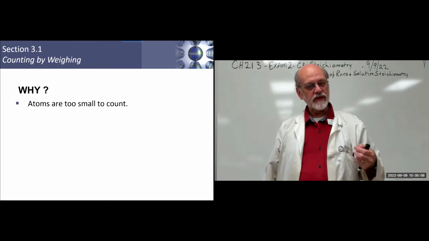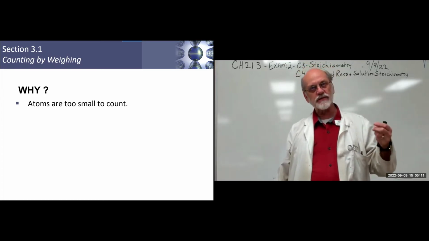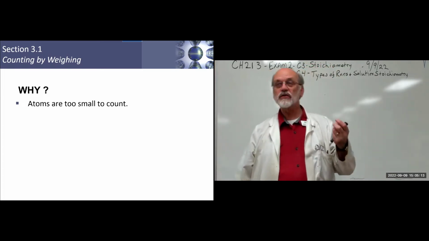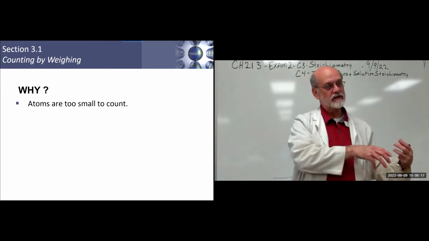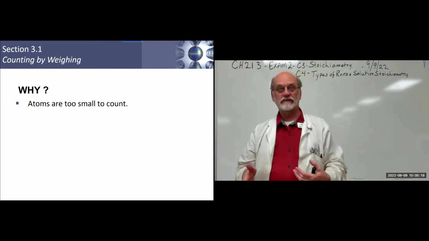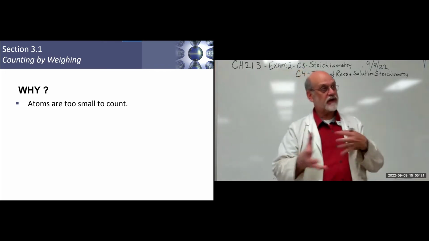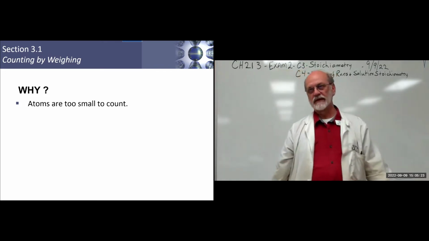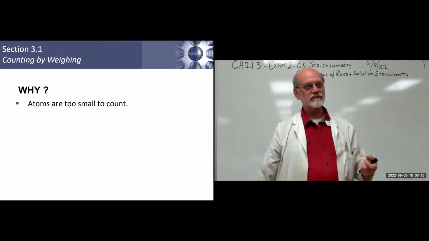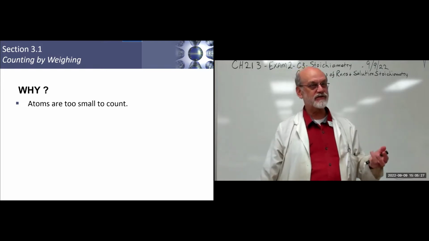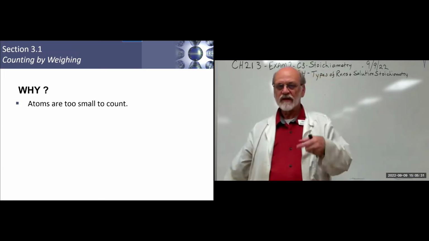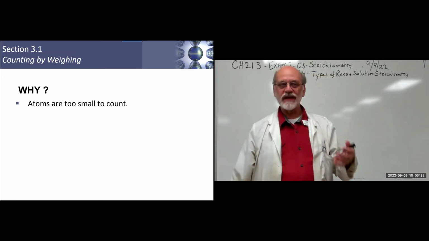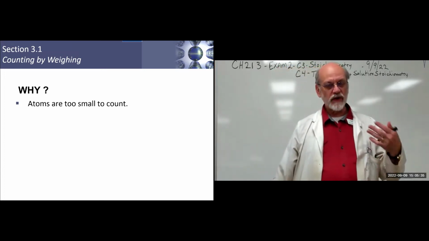The basic problem is, if we're going to use atoms and molecules to account for where reactants are going and end up as products, we got to be able to count them. We got to know how many there are of each one. But we can't very well count atoms and molecules because they're too small. So we have an alternate method. We count the number of atoms by weighing them.